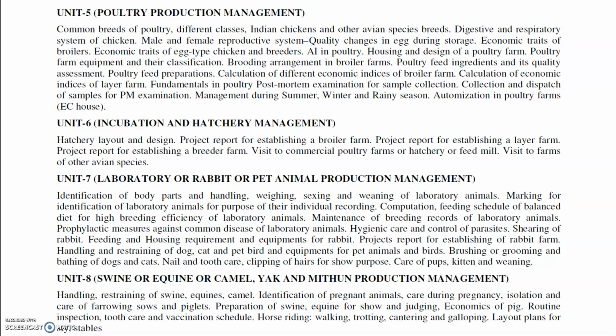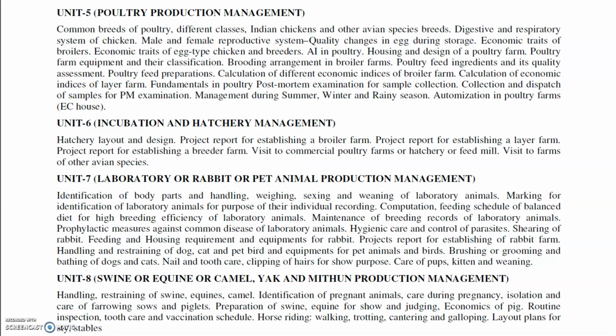So Unit 5, poultry production management, you will be dealing with the post-mortem examination, sample collection, blood collection, poultry feed ingredients, economic traits of poultry, types of breeders and classifications. In Unit 6, mainly incubation and hatchery management, that is hatchery layout and design, project proposal, visit to commercial poultry farm, visit to farms of other avian species.